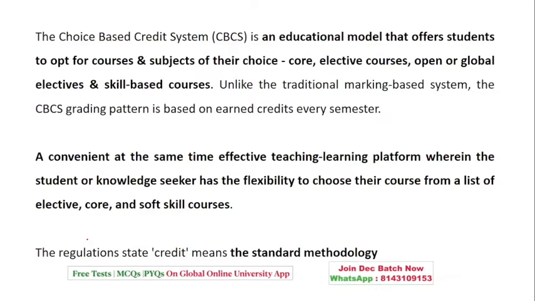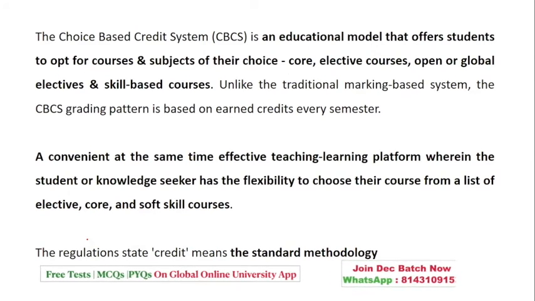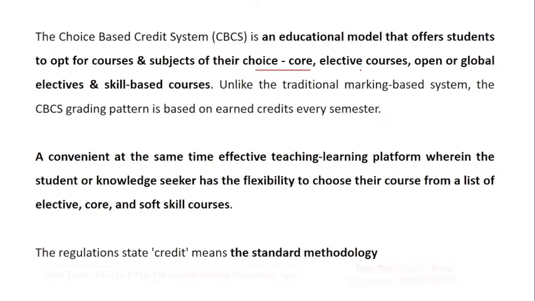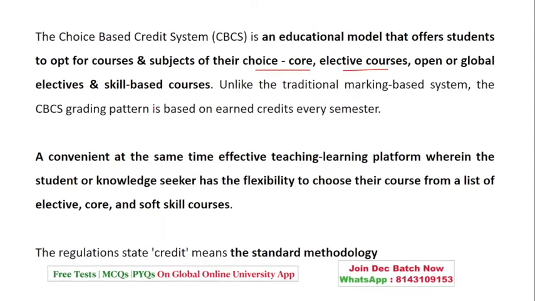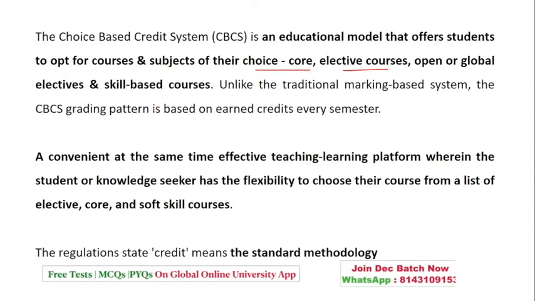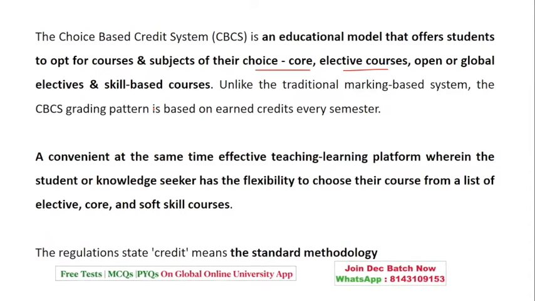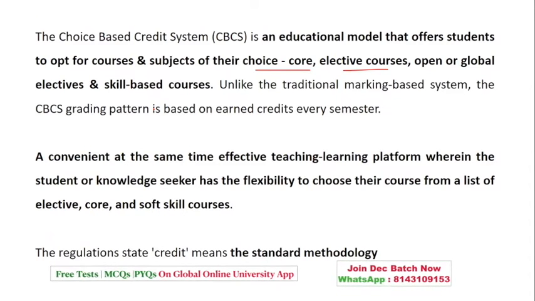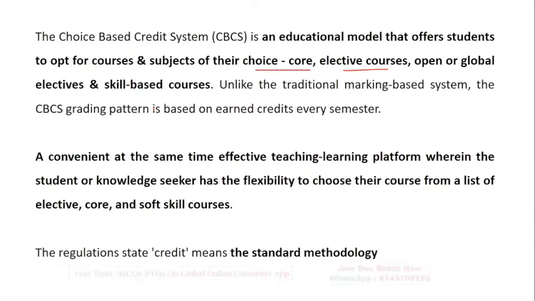Okay. Then yes, coming to the choice-based credit system. So basically, this is an educational model that offers options for the courses, subjects based on the choice, elective purposes, and the skills, unlike the traditional system. The best thing in this particular thing is that it is talking about the time, the effectiveness in the teaching learning platform, along with flexibility, or it helps to have the core list of elective core and soft skills courses.